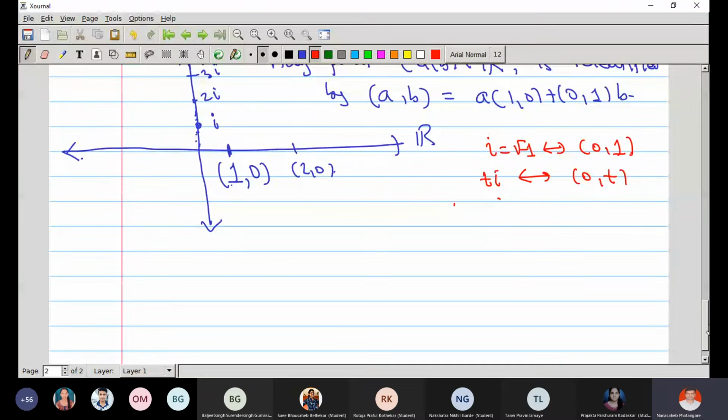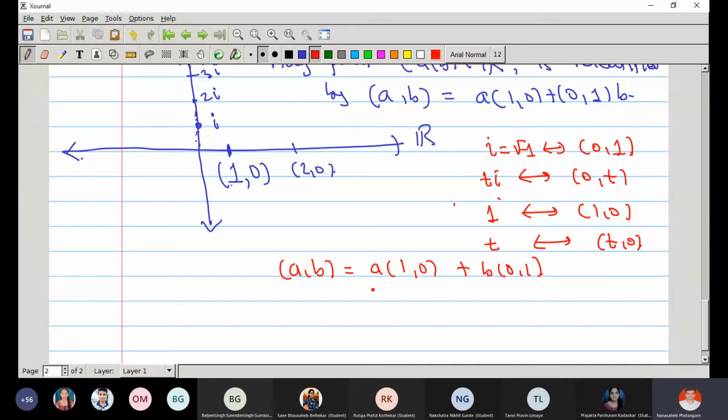So where is 1 on the real line? It is identified with (1, 0), and therefore any t is identified with (t, 0). Now look at any point in the plane. What is it? a times (1, 0) plus b times (0, 1). Am I right? Is it correct? Yes, sir. Okay. Now (1, 0) is identified by 1, so a plus b, and (0, 1) is identified by what?